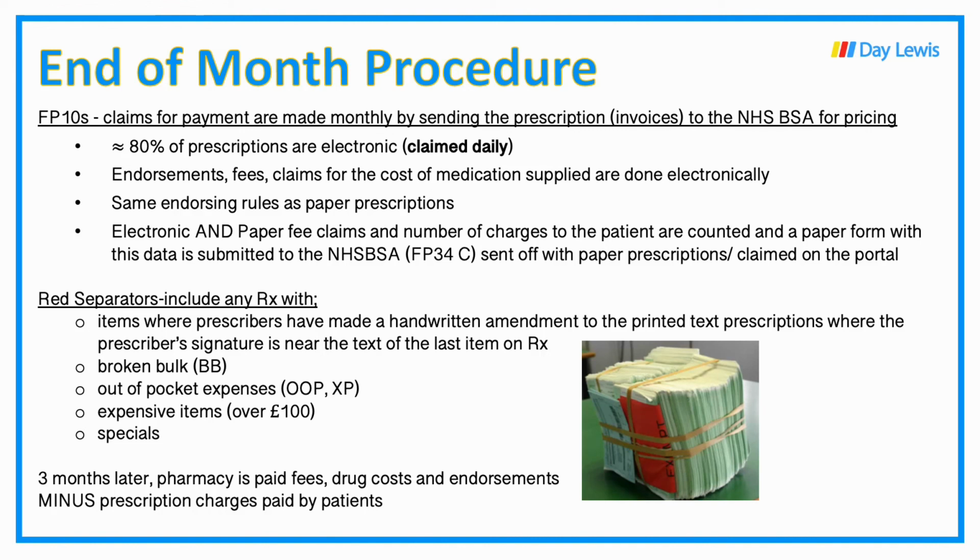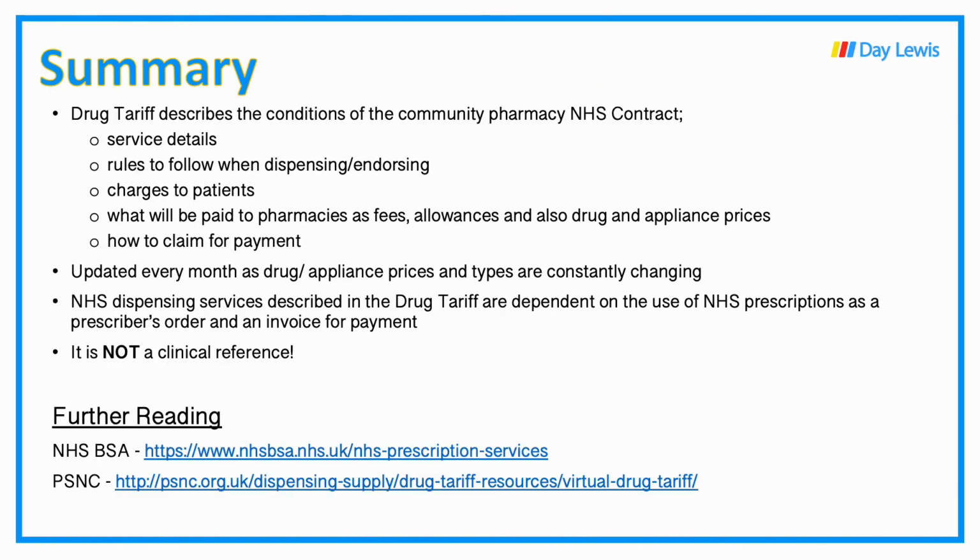We've had a basic overview of the drug tariff, and we know that it describes the conditions of the community pharmacy NHS contract. So it's key to remember the rules to follow when dispensing and endorsing, how to charge patients, and how to claim for payment accurately. We need to remember that it is updated every month, so we need to keep an updated reference in the pharmacy or use the online portal, and we need to remember that it is not a clinical reference. So that's all for today.